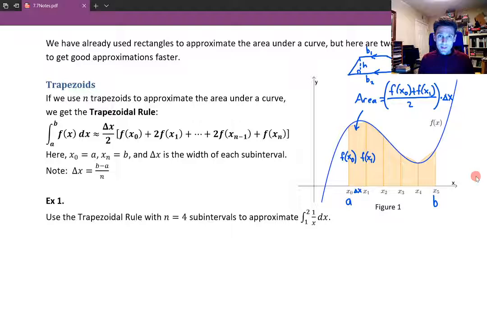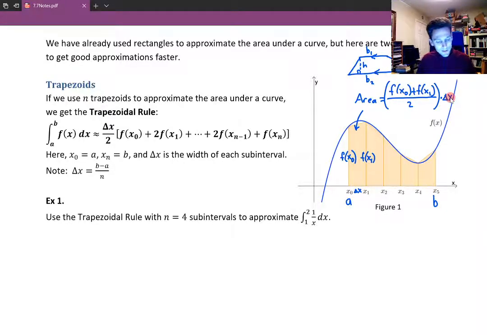You would do the same thing for the second trapezoid and so on. And if you add all of those areas up and try to simplify, there's a factor of a half that can be pulled out of every single area of the trapezoid. There's also a factor of delta x that can be pulled out. So you could write delta x over 2 in the front.